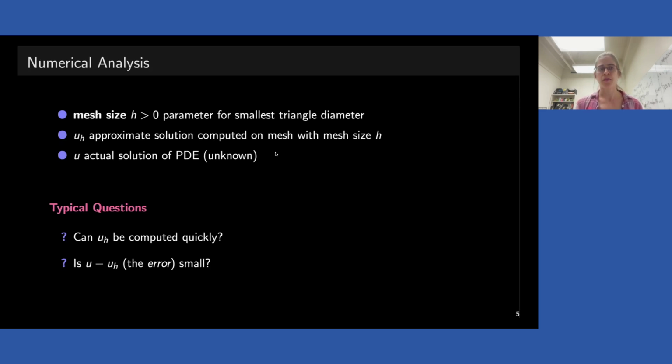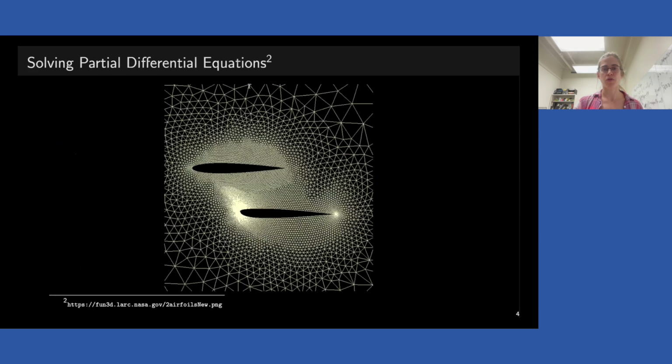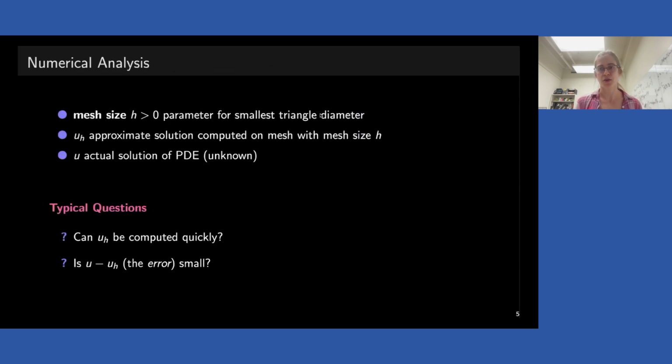Does it get closer as we put more and more grid points here? So as we make smaller and smaller of these triangles, we hope that it gets closer to the actual solution. But of course, we don't know the actual solution. So we may need some estimates for that. And this is not always obvious, that this error gets smaller.